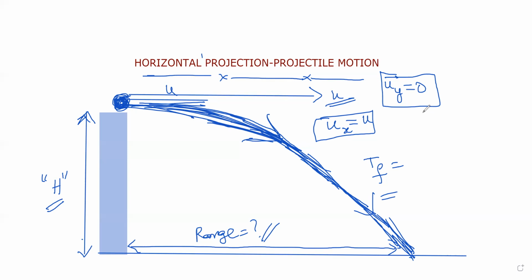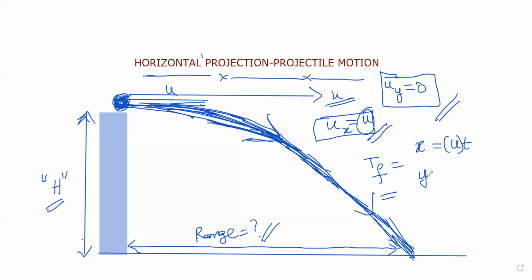When it is thrown horizontally, the velocity in the x direction is u, and the velocity in the y direction is 0. That is a well known fact. Now I calculate the displacement in the x direction after a time of t seconds. The displacement in the x direction is velocity into time, u into t. In the x direction, there is no acceleration, so horizontally you don't have acceleration due to gravity.